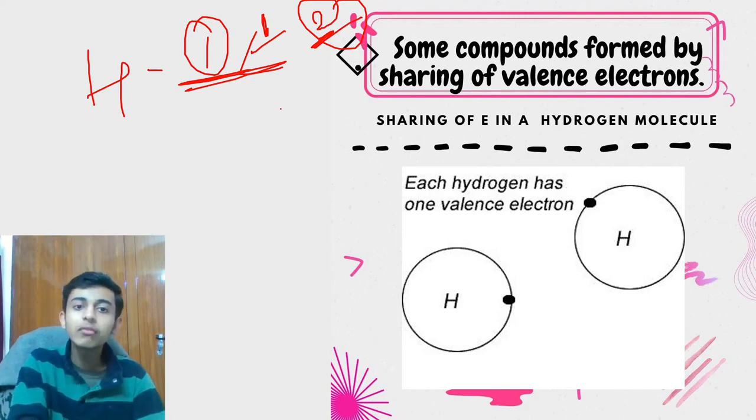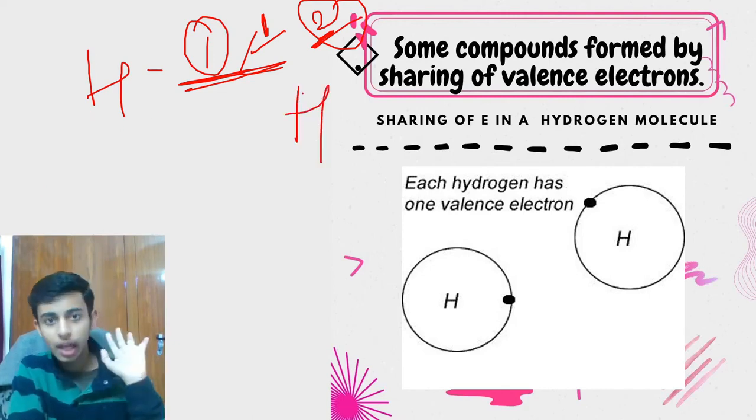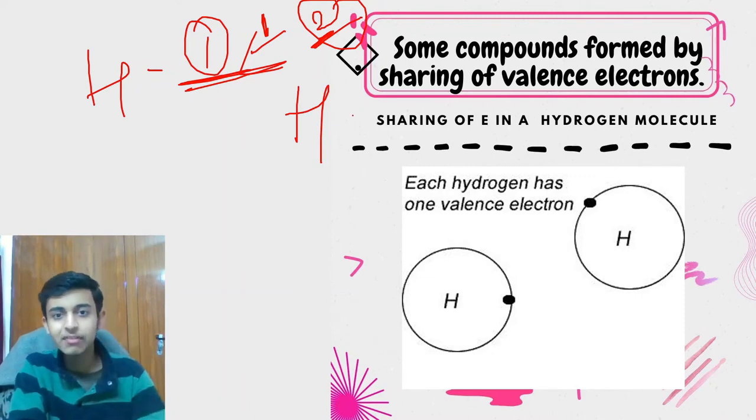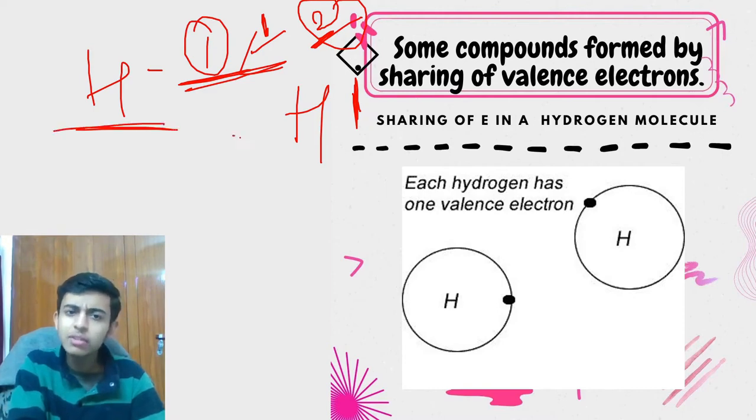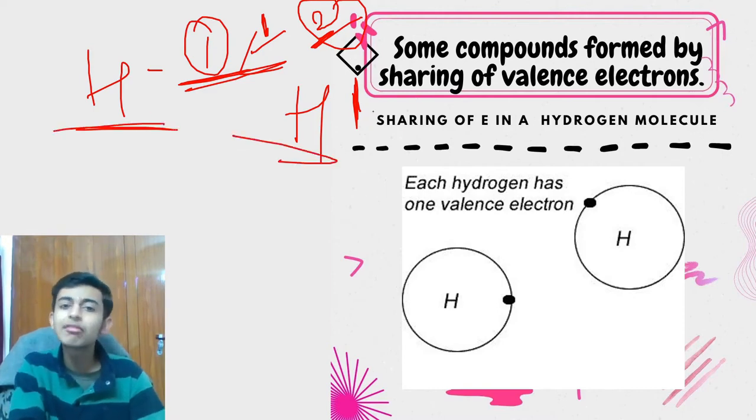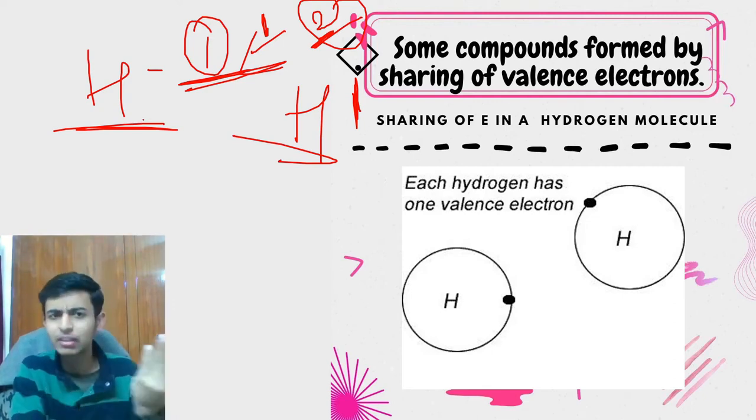So what will it do? It will meet his friend hydrogen. His friend hydrogen also needs one more electron to complete the duplet rule. So hydrogen will say, hydrogen, please share one electron with me. I'll also share one electron with you and we'll make a compound. So they said, okay, let's make it.